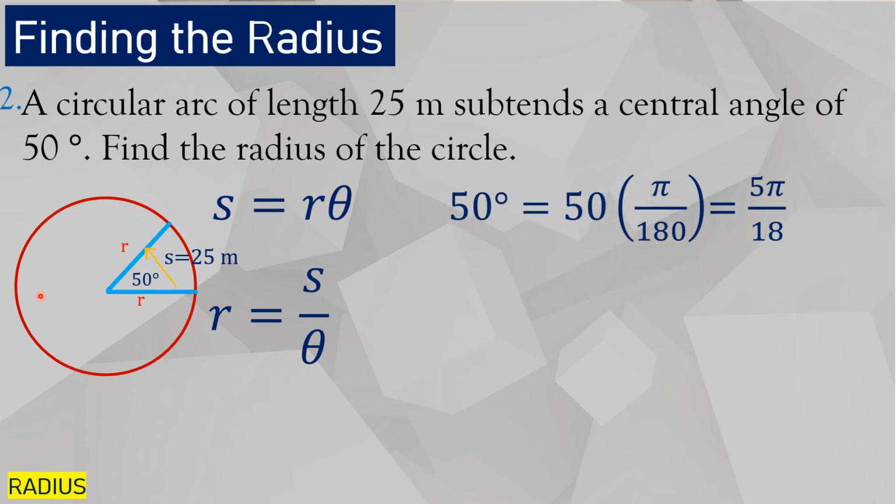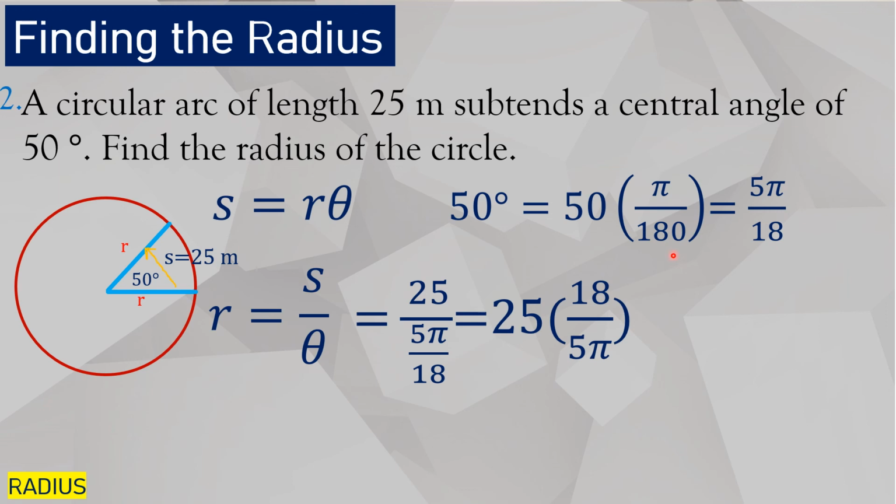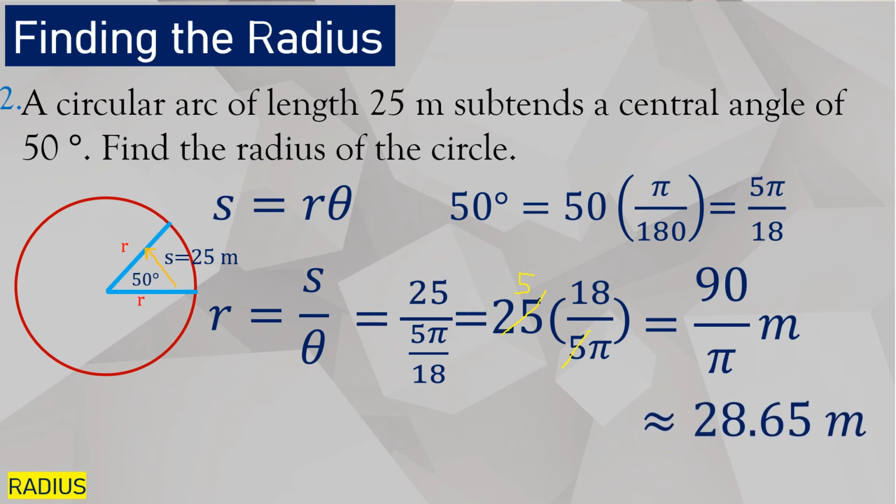So we need to convert 50 degrees again into radian. So that 50 degrees will be equal to 5 pi over 18 radian. So we need to substitute that. So in here we can observe that 5 can be cancelled out, right? So this will be 5 now. So 18 times 5 gives us 90 over pi meters. And that is approximately 28.65 meters.